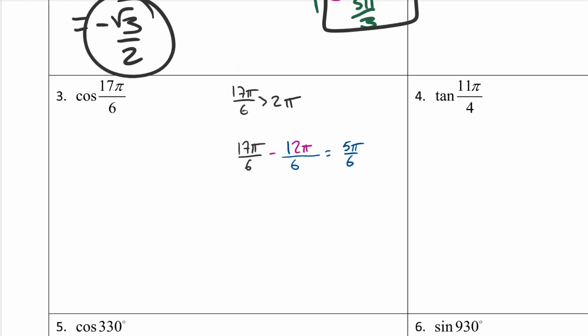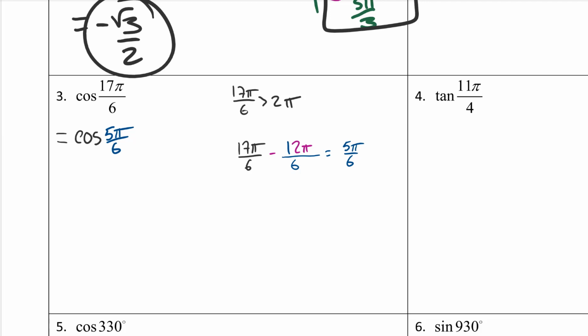So we can say, by the idea of coterminal angles, that cosine of 17 pi over 6 is the exact same thing as cosine of 5 pi over 6. Trig functions don't care how many times you spin around in a circle. They only care where you end up pointing. So you always want to get it between 0 and 2 pi, or 0 and 360 degrees, when trying to solve these problems.